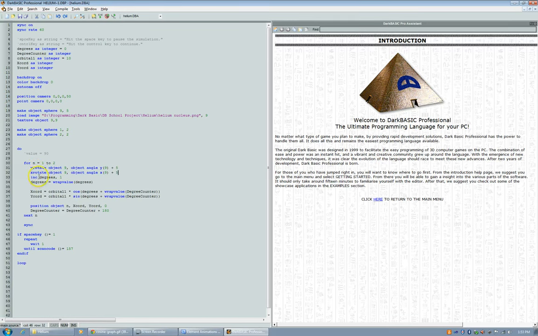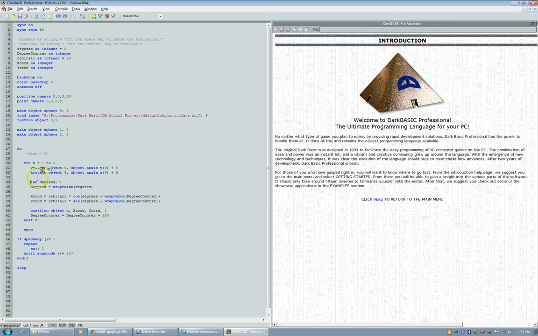Then it's coming down into more of a math section where it's going to start increasing the degrees by 1, which earlier, if you remember, I set at 0. And then this part right here, degrees equals wrap value degrees, keeps it between 0 and 360 degrees. So it's not going to go to 375 or anything. Now, this is the real math.